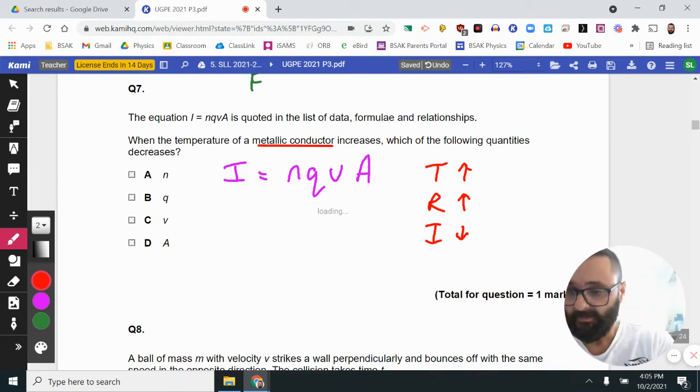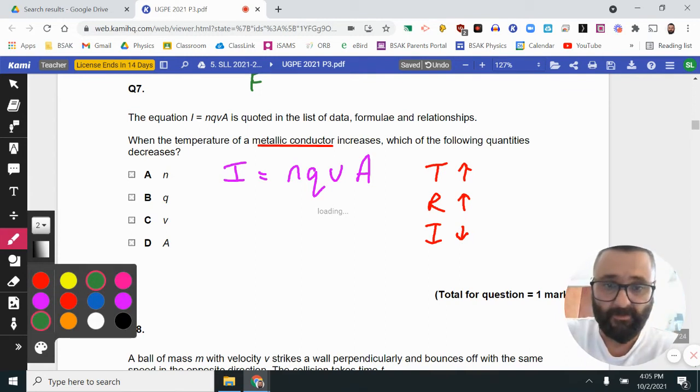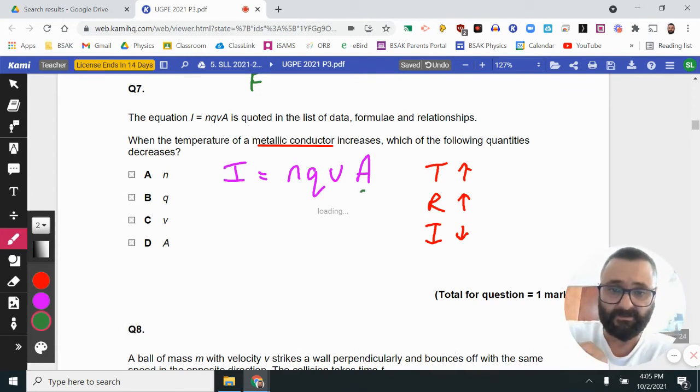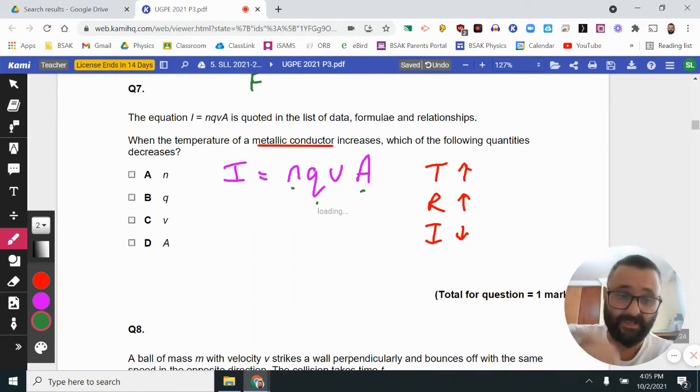Now, in an ohmic conductor, you should also know the cross-sectional area is constant. The charge on an electron, because these are our charge carriers, is constant. The charge carrier density is constant. This is an ohmic conductor, so N does not change. N changes with semiconductors.